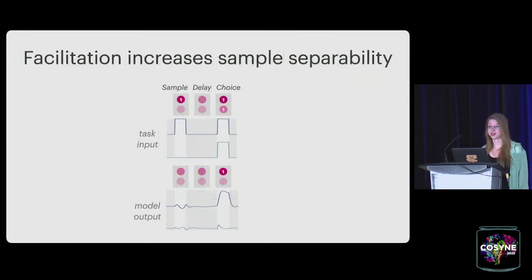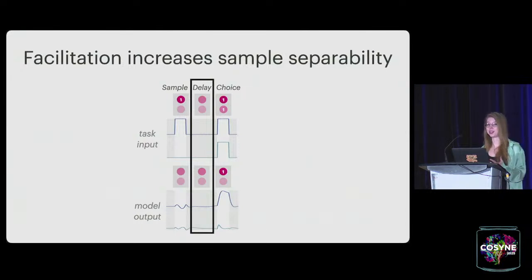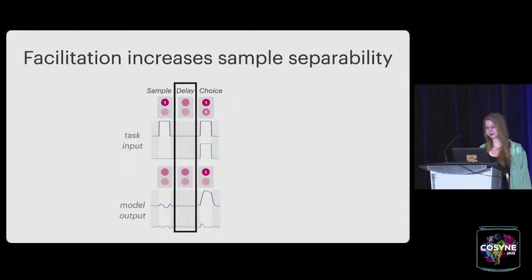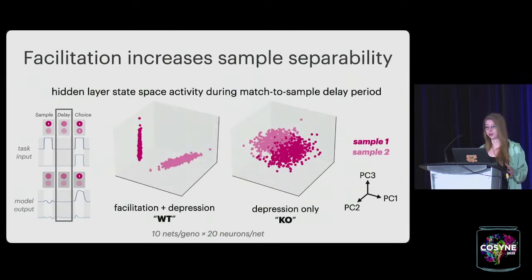We also examined how sample identity was encoded in each network's hidden layer during the delay period of the match-to-sample task, on which both models performed with equal accuracy. Looking at dimensionality-reduced principal component space plots, we can see the activity of all hidden layer neurons, which here have been combined into pseudopopulations for all 10 replicates of each network type. We find that the hidden layer activity of wild-type networks actually shows very high sample separability, whereas knockout networks show much less distinct representations in the hidden layer.